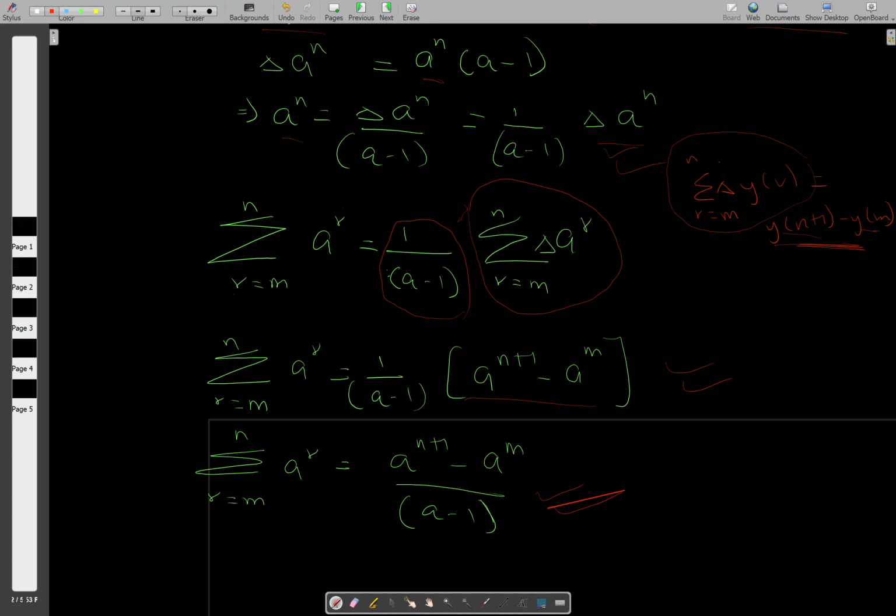So therefore, the summation of a exponent r as r starting from m up to n is given by a exponent n plus 1 minus a exponent m, divided by a minus 1, where a is a constant.